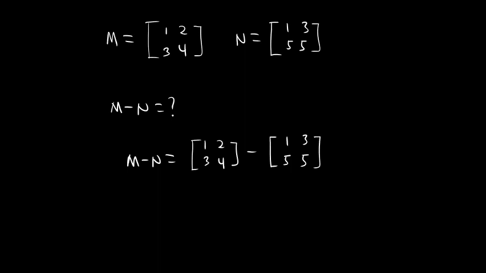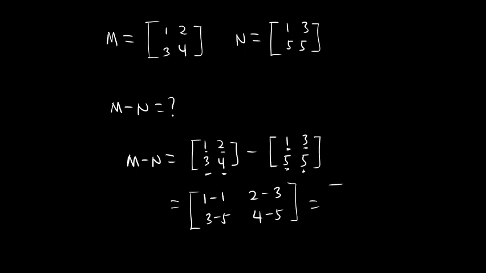So we are going to match each of the elements and then perform the subtraction. We are going to have the 1 here matching with this 1 here, so that would be 1 minus 1. And then this 2 here matches with this 3 here, so that would be 2 minus 3. And then this 3 here will match with the 5, so that would be 3 minus 5. And then the 4 here will match with this 5 here, so that would be 4 minus 5.